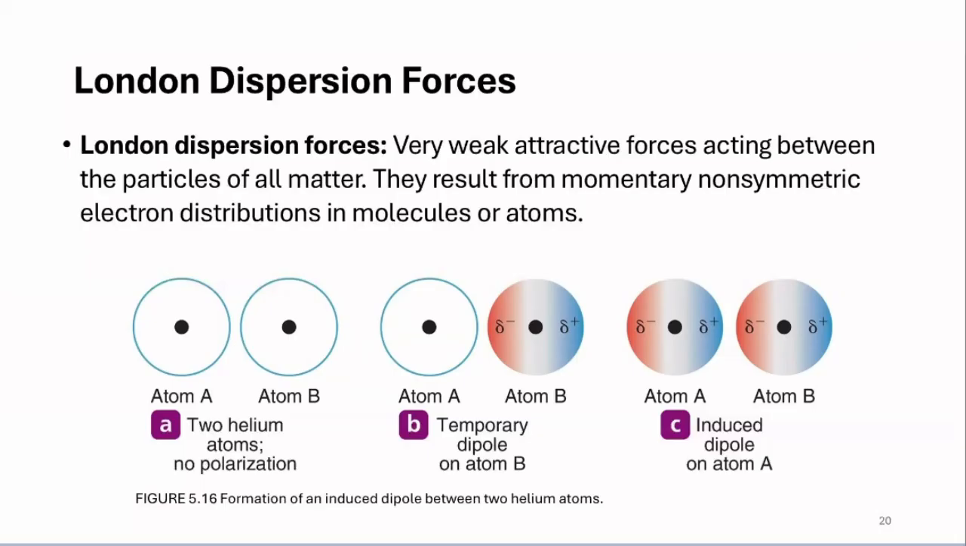Now, once one atom creates that dipole, it induces dipoles in the neighboring molecules. So we can see in letter C that atom B induced a dipole on atom A. Understand that with London dispersion forces, as the electrons keep circling, they return back to their original state. That's why these are known as temporary dipoles, because they're not permanent. The only molecules that have permanent dipoles are polar molecules.